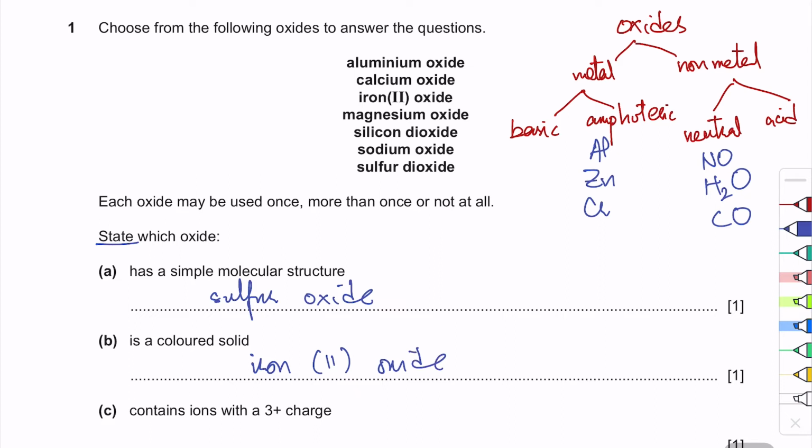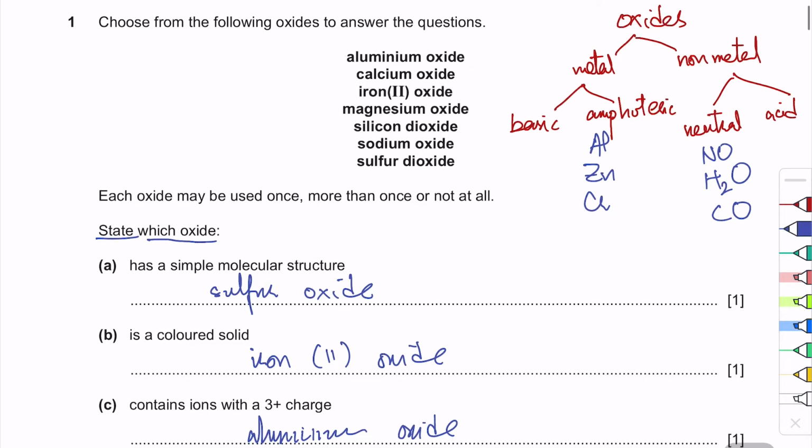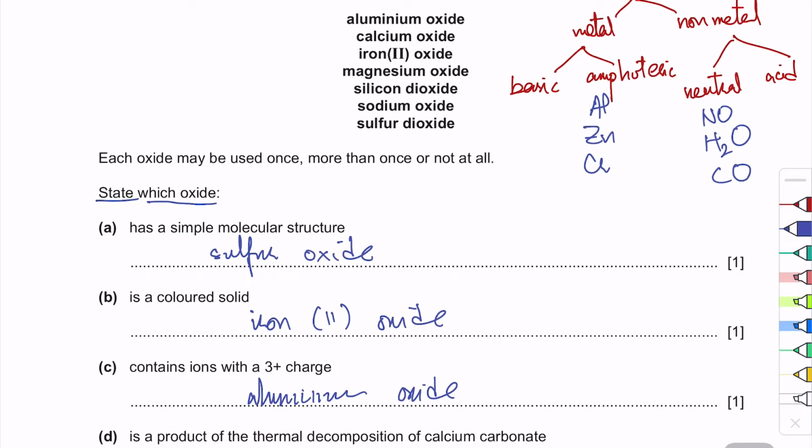Contains ions with +3, that is aluminum oxide. Now don't write aluminum only. Write the whole aluminum oxide, because we need to know which oxide has an ion with +3 charge in it. Product of thermal decomposition of calcium carbonate, that's pretty straightforward. Carbonates break down to give carbon dioxide and oxide. So this must be calcium oxide.